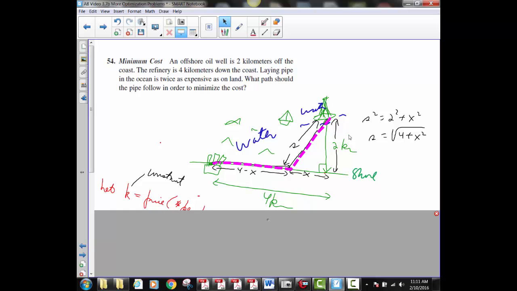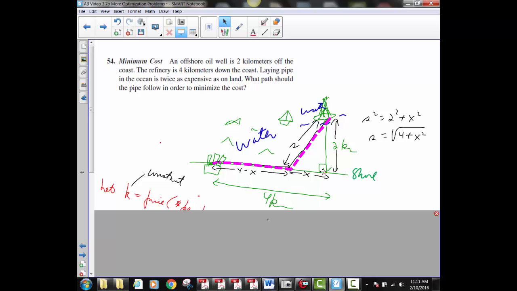So there's 3 choices. You could lay your pipe directly towards the shore and then directly along the shore. You could lay your pipe directly from the oil well directly to the refinery. That would be all under the water. That would probably be very expensive. Or you could do a combination of both, part of it under the water, the rest on land. So we're going to assume it could be both, and then if it ends up being one of the other 2 possibilities, you'll find that out.